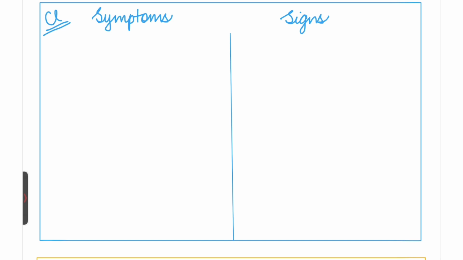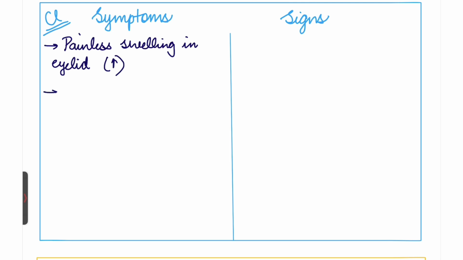The main presenting symptom is the one which we have discussed at the beginning. That is, it causes painless swelling in the eyelid, which gradually increases in size. Next symptoms are mild heaviness in the lid. This heaviness will be felt with a moderate to large chalazion.